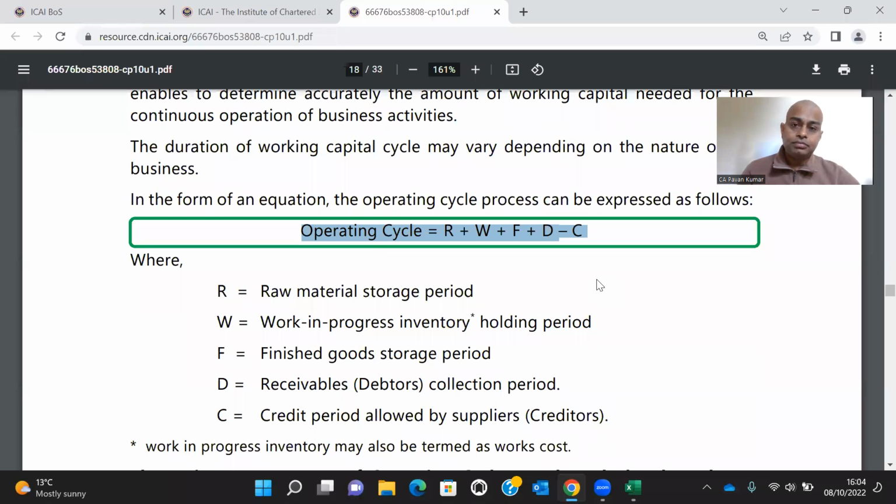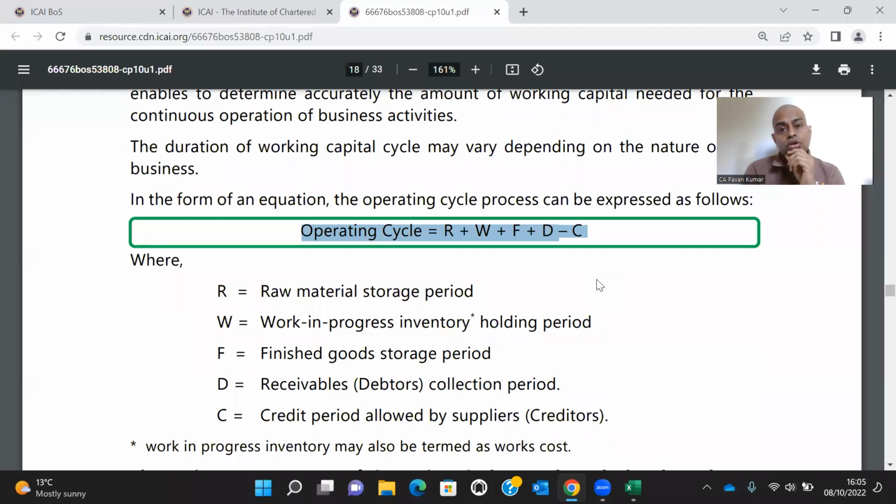Finished goods holding period. Normally we call it inventory holding period, IHP. Unless otherwise mentioned, inventory includes raw material, work in progress, finished goods. But in ratio analysis, in working capital management, if someone says inventory without mentioning whether it is raw material, work in progress, or finished good, what to do? Simple. If nothing is mentioned, you can assume that it is finished goods.